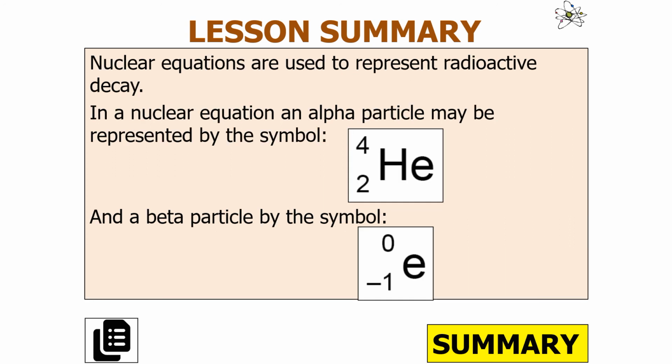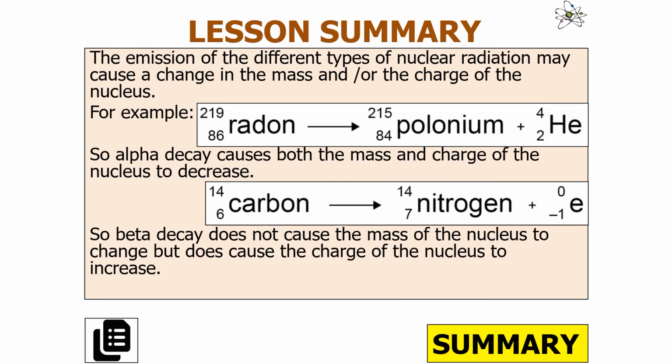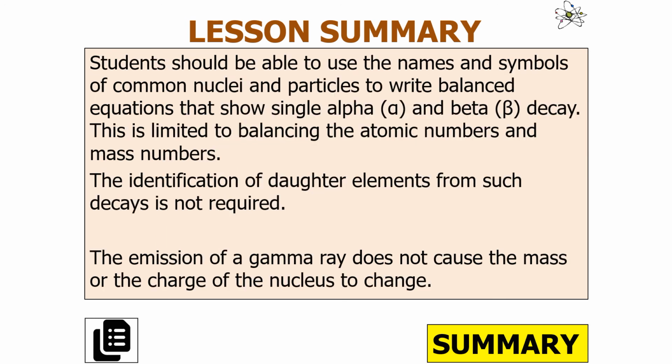Now, nuclear equations can be used to represent radioactive decay, such as the symbols for alpha and beta radiation. Now, the emission of different types of nuclear radiation may cause a change in mass or charge of the nucleus. So, alpha decay causes both the mass and charge of the nucleus to decrease, but beta decay does not cause the mass to change, but does cause the charge to increase. Now, you then should be able to work out the symbols of alpha and beta decay, and the emission of gamma rays does not cause the mass or charge of the nucleus to change.